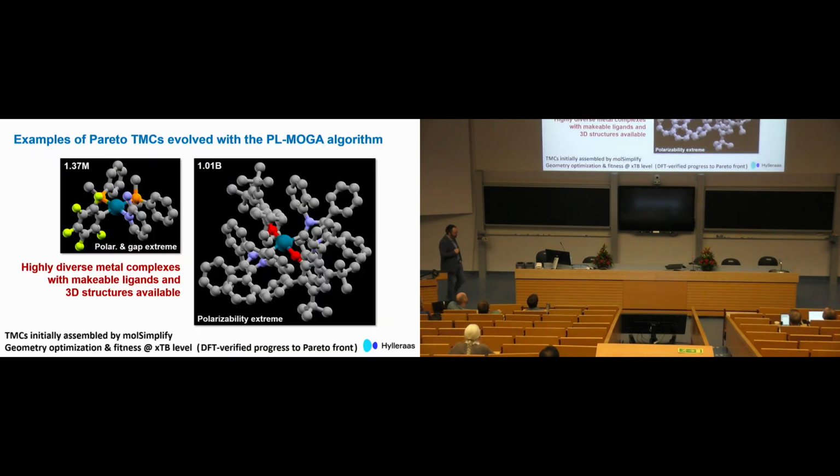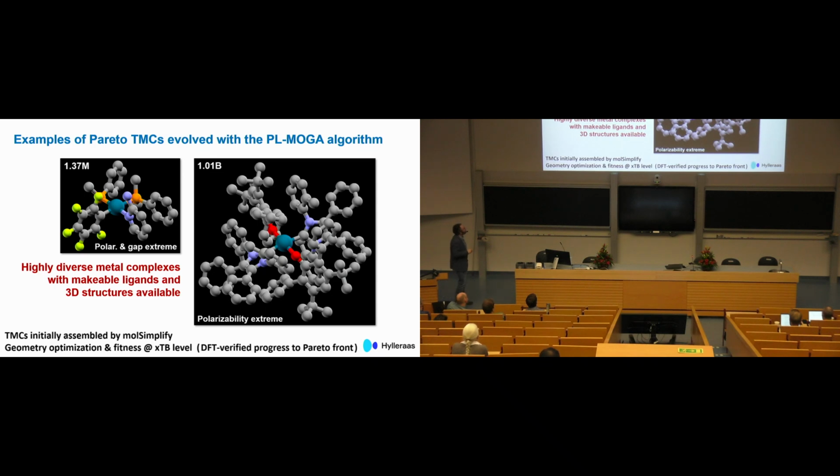And this is what you may wonder, what do we actually get out from this algorithm? Well, we get metal complexes. Here are two examples from the Pareto front. One is from the 1.37 million benchmark space. This one is from the exploration of the 1 billion space. This is maximizing polarizability and gap. Here the size of the ligands was limited to 50 atoms. Here there was no limit, so that when you go to the polarizability extreme, you start evolving the sort of monster complexes. For the sake of the proof of concept, we did this with XTB, but we also verified results with the DFT method. These geometries are DFT verified, and we also verified progress towards the Pareto front.